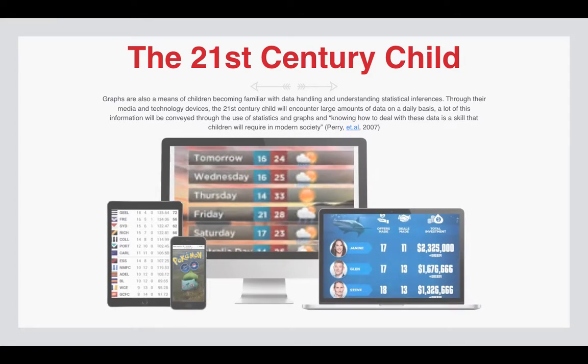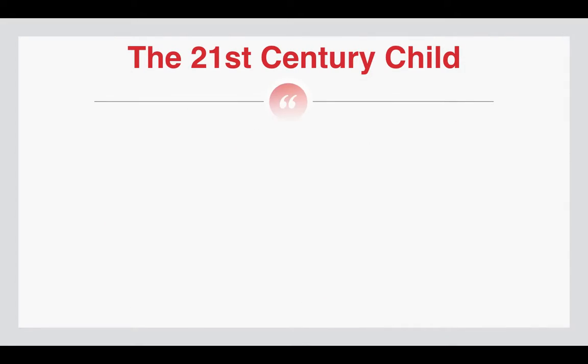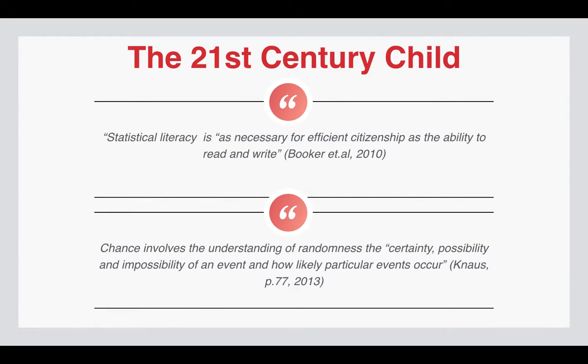The 21st century child. Graphs are also a means of children becoming familiar with data handling and understanding statistical inferences. Through their media and technology devices, the 21st century child will encounter large amounts of data on a daily basis. A lot of this information will be conveyed through the use of statistics and graphs, and knowing how to deal with these data is a skill that children will require in modern society. The ability to interpret and critically evaluate data is known as statistical literacy and is as necessary for efficient citizenship as the ability to read and write.